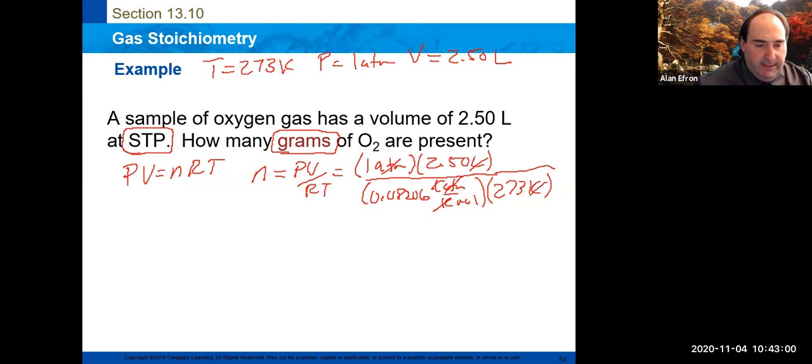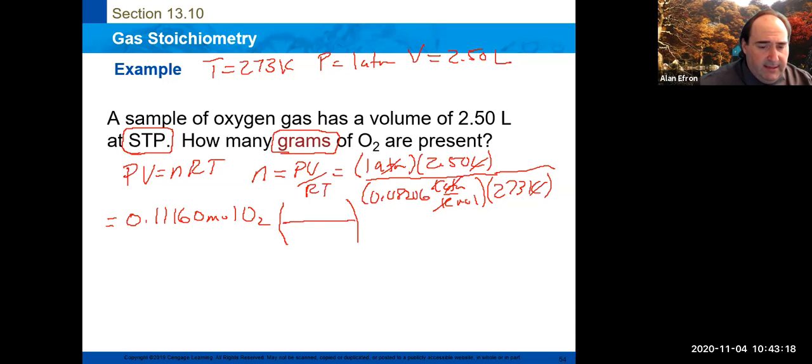That gets us something like 0.1116. I'll take it to a few digits here. And these are moles of O2. And at this point, we could convert those moles of O2 into grams by using the molar mass.